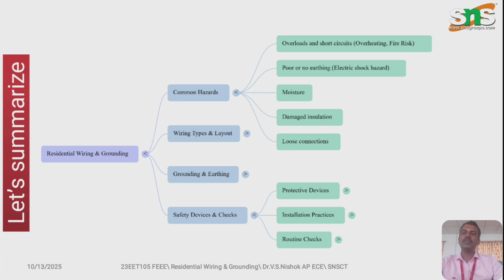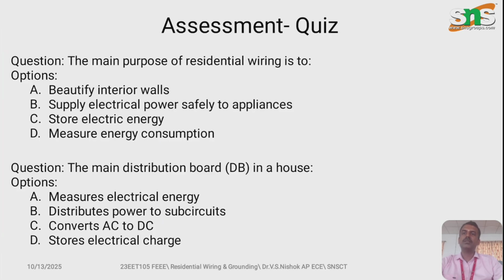Finally, we have seen the safety devices and checks. RCCB, HRC and MCB are the different safety devices, along with surge protection devices SPD, which are used to obtain more safety for the houses. That's all. We are in the assessment part now. The main purpose of residential wiring is to supply electrical power safely to appliances. The main distribution board in a house distributes power to subcircuits. These are the right answers.